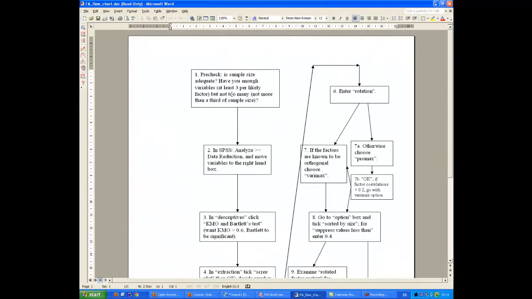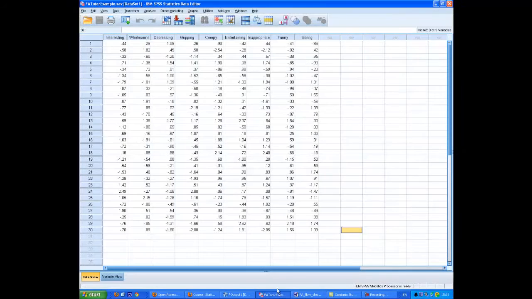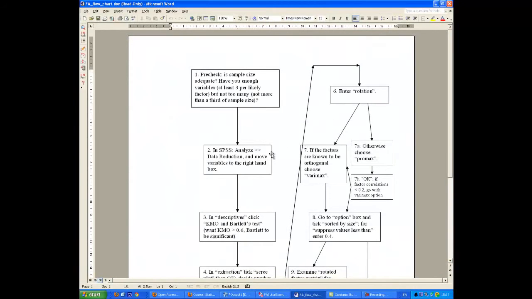Okay, what's the next check? Have you at least 3 variables per likely factor? Well, and not too many. Well, how many we got? We've got 9 variables here. As for how many likely factors there are, of course this depends on whether you have a hypothesis about how many there are likely to be, and in this case I don't, so I'm just going to ignore that part of the box.